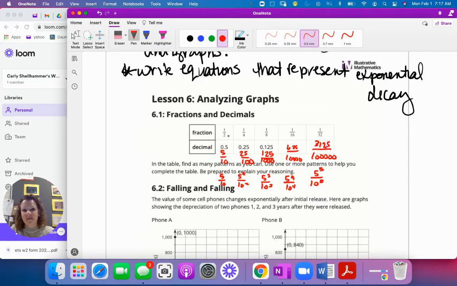And still that denominator in the fraction is 2 to the 1st power, 2 squared, 2 cubed, 2 to the 4th power, and 2 to the 5th power. And honestly, the numerator is 1 to the 1st power, 1 to the 2nd power, 1 to the 3rd power, 1 to the 4th power, and 1 to the 5th power. All right, let's move on.